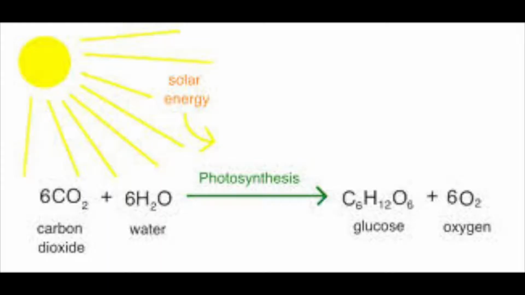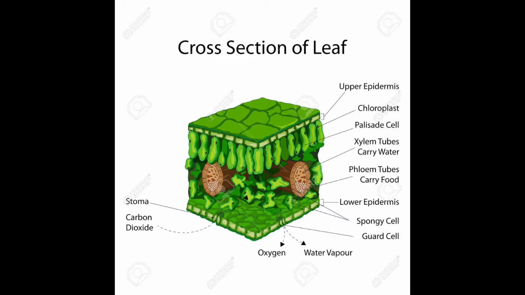The photosynthesis equation is H2O plus CO2 yields C6H12O6 plus O2. Water from soil travels through roots to xylem with capillary action. CO2 enters the leaf from the atmosphere via stomata. Chloroplasts absorb the sunlight.